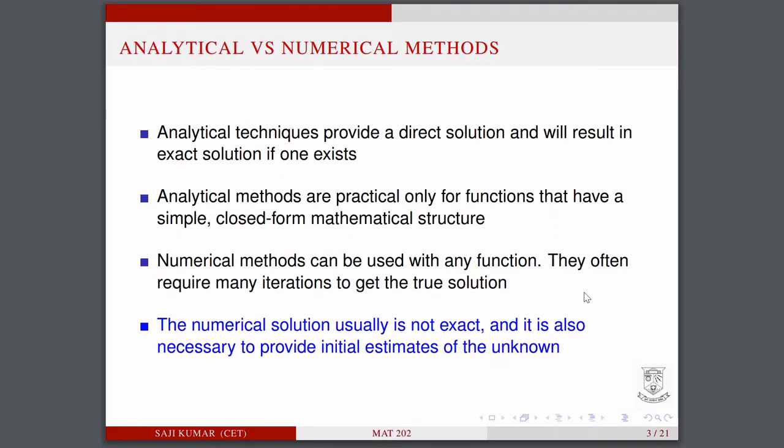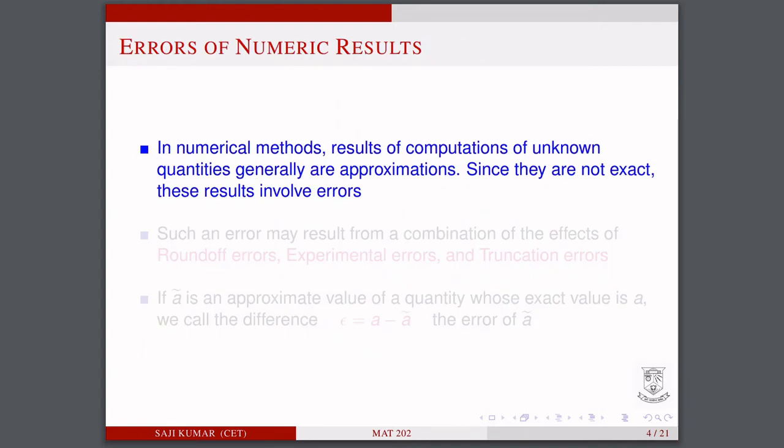The numerical solution usually is not exact, and it is also necessary to provide initial estimates of the unknown. And because the numerical solutions are not exact, we will get an approximate solution. So naturally, there will be an error in our computation. In numerical methods, results of computations of unknown quantities generally are approximations.